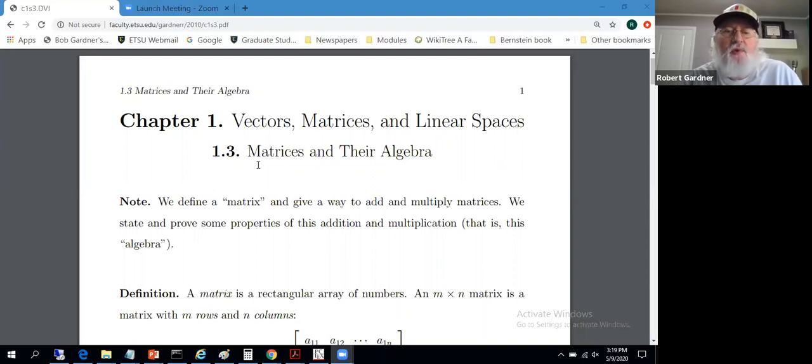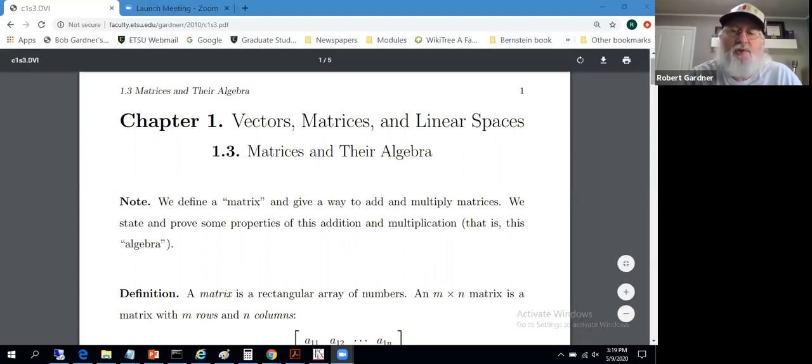Title of the section 1.3 is Matrices and their Algebra. So we'll define a matrix. We'll give a way to add matrices together of appropriate sizes. We'll give a way to multiply matrices together of appropriate sizes. And we'll also multiply matrices by scalars. And we'll give some properties of that resulting addition and multiplication.